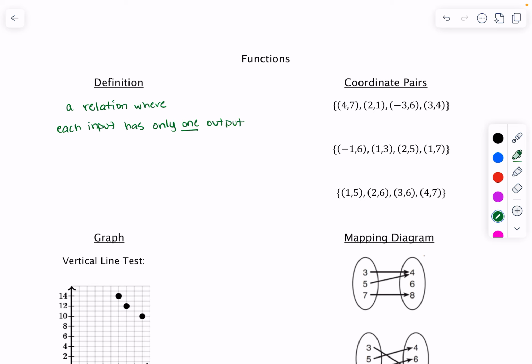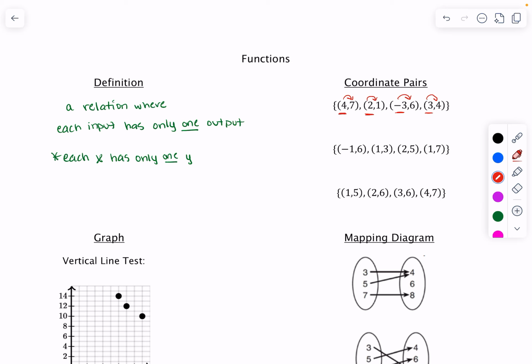So we can also say that each x has only one y. That's another way we can think about it. So first, let's look at a function in coordinate pairs. Okay, so in a coordinate pair, let's underline all the x's. So 4 has a 7, 2 has a 1. All right, 4 has 7, 2 has a 1, -3 has a 6, and 3 has a 4.